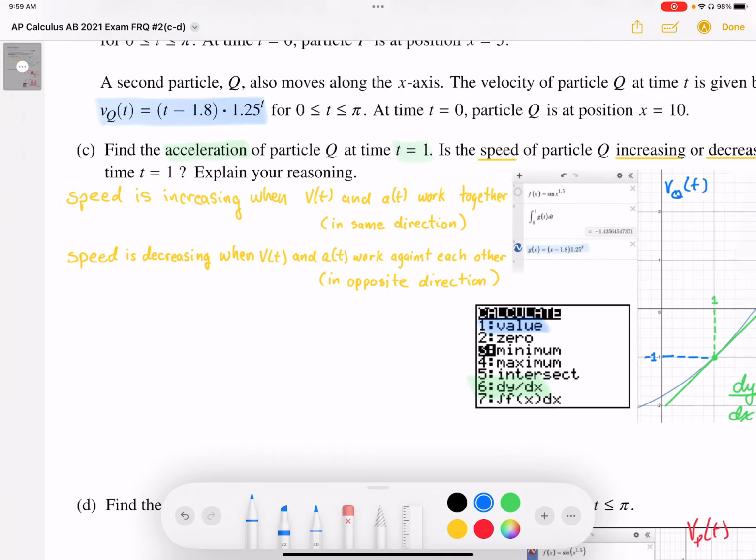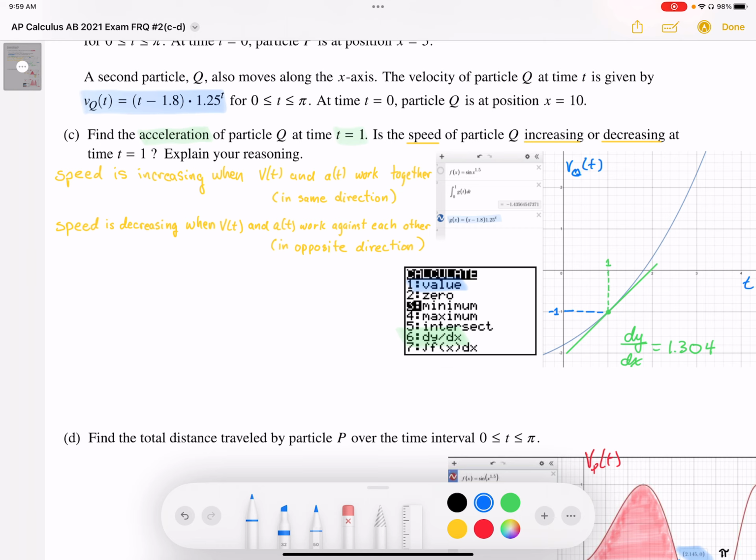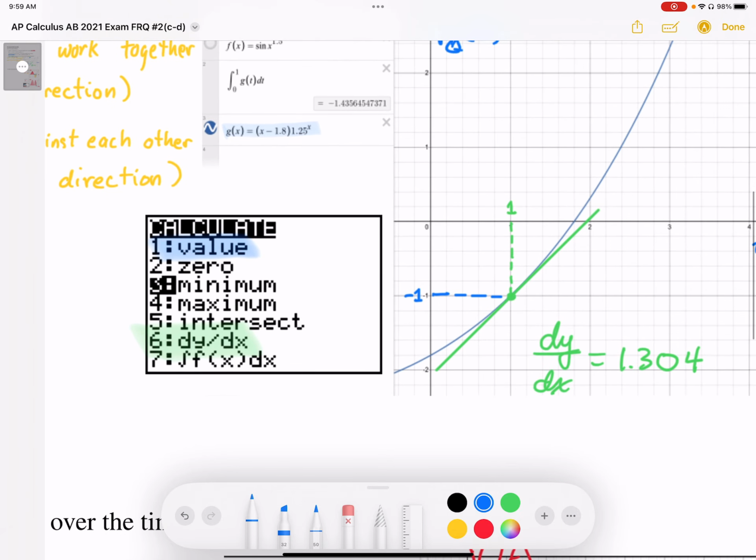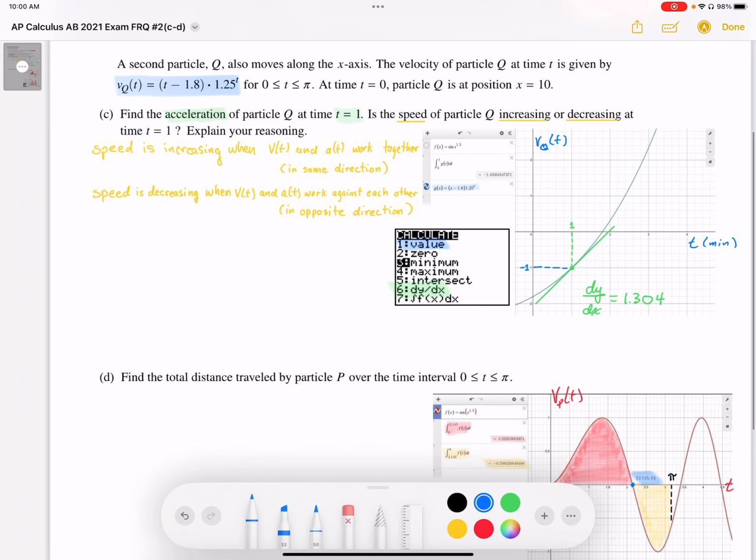Okay, so let's do the first part here, find acceleration. So the acceleration is going to be the slope of the velocity function. So we could find the derivative of velocity and work that out, but since this is a calculator section, we should just use the dy by dx function, the slope function on the calculator. So I'm going to go to my calc menu and I'm going to find the dy by dx at x equals 1, or when t equals 1, and my calculator calculates that the slope is going to be 1.304. So that would be the first part.